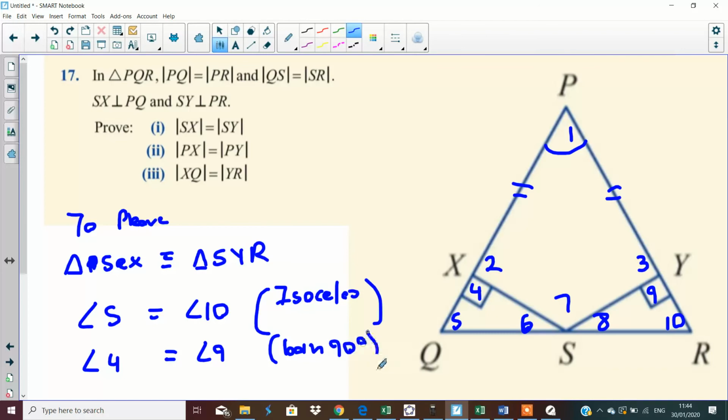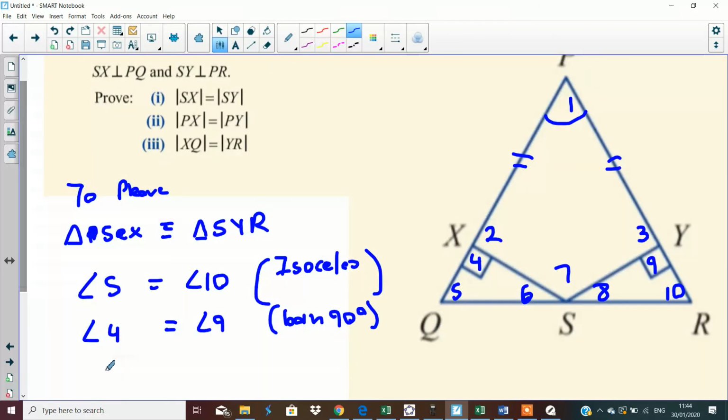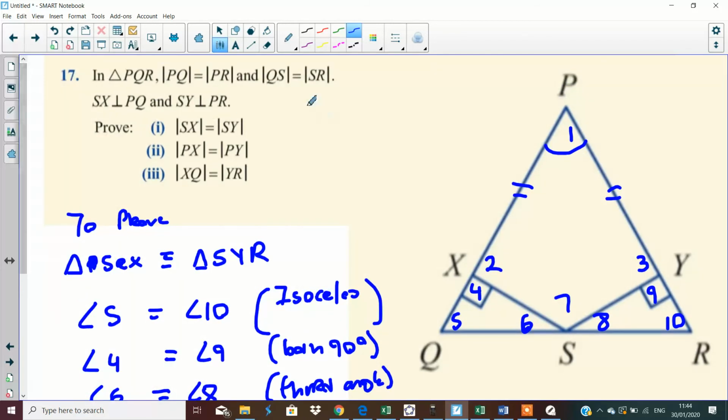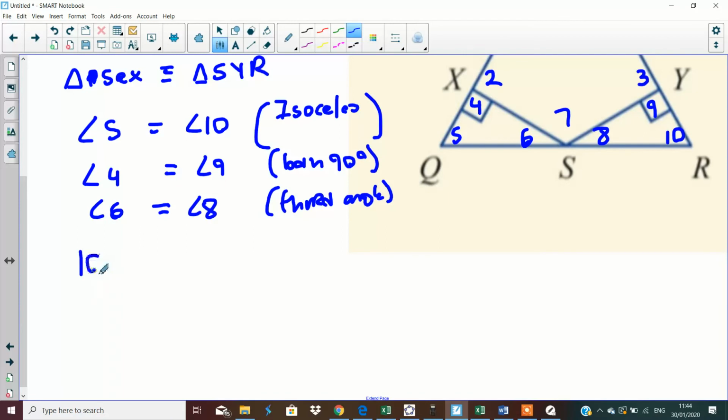And what can I say then? Angle 6 equals angle 7, or angle 6 equals angle 8. Third angle. I need one side, don't I? I just need one side to make this work. Why does QS equal SR? Given. Alright, that was easy peasy. Why didn't anybody get that? Did you just get scared by the diagram, really?